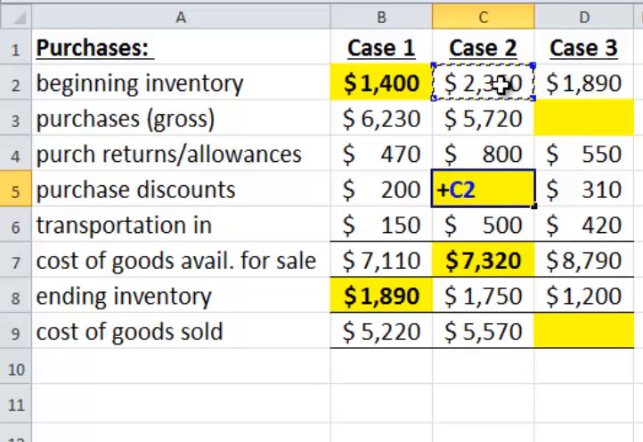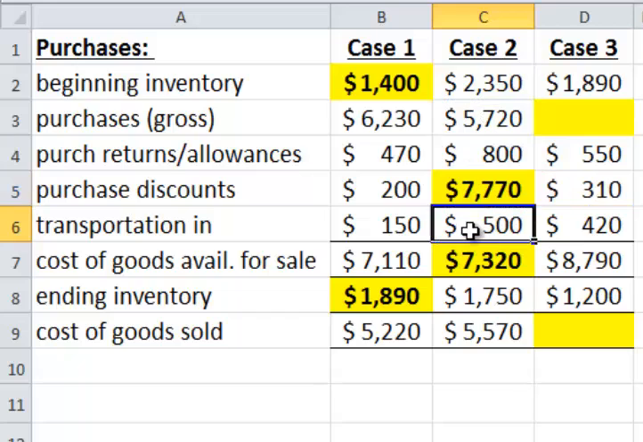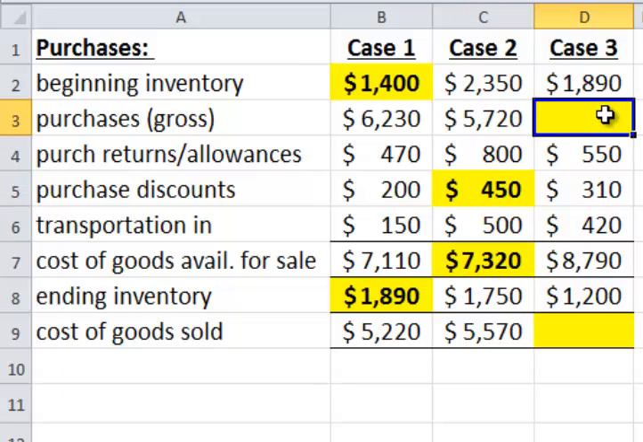So I'm going to go see what it is right now before. Okay, so right now without purchase discounts it's totaling that, and I need it to total that number. So I can get my little calculator out and I can check and see what 7,770 minus 7,320 is. So I need to reduce it by 450 in order to make the math work. So I know now that purchase discounts was 450. All right, what about case 3?